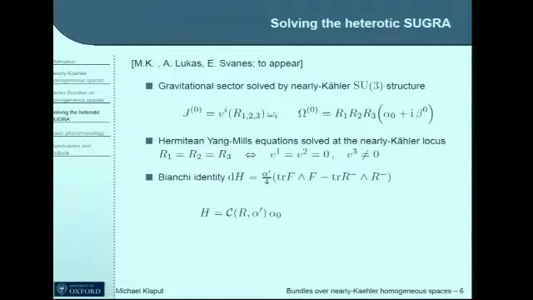However, it turns out that for the examples we're looking at, such an H will solve this Bianchi identity exactly. So you don't need to make a Taylor expansion in alpha prime or anything. This will exactly solve this Bianchi identity.